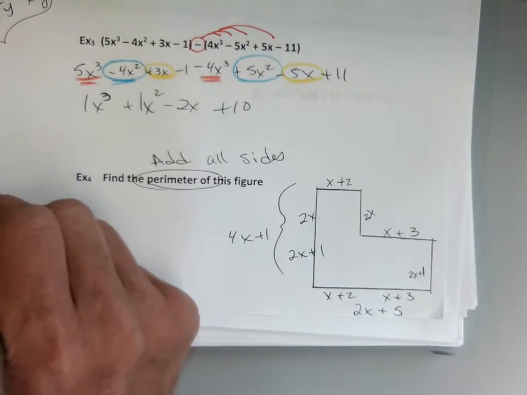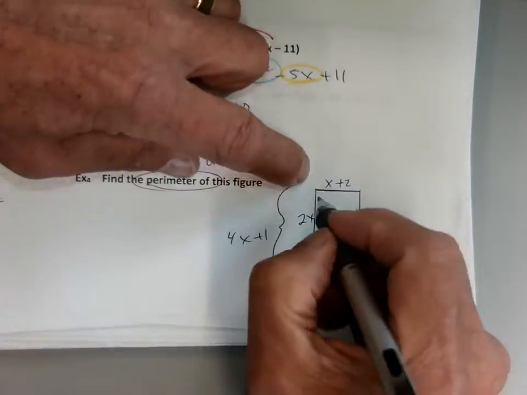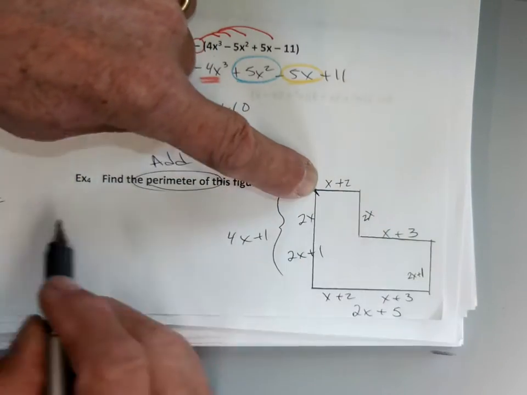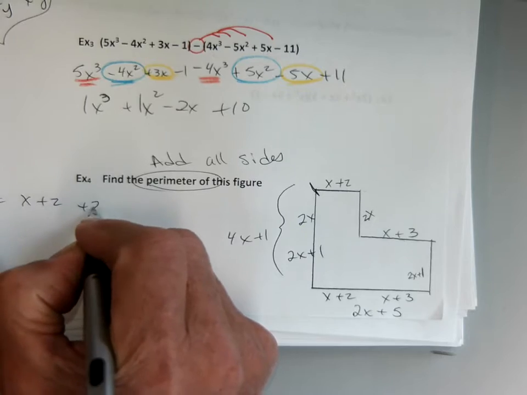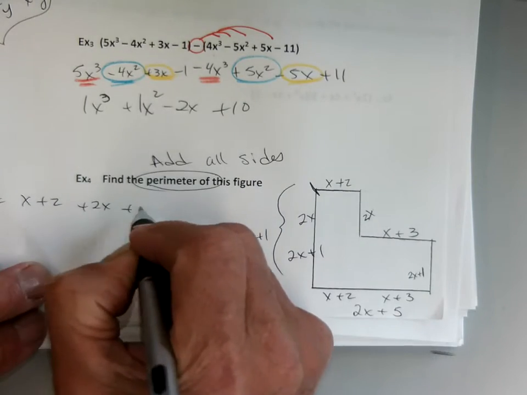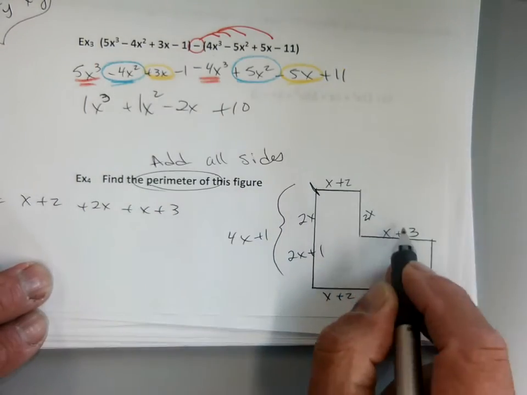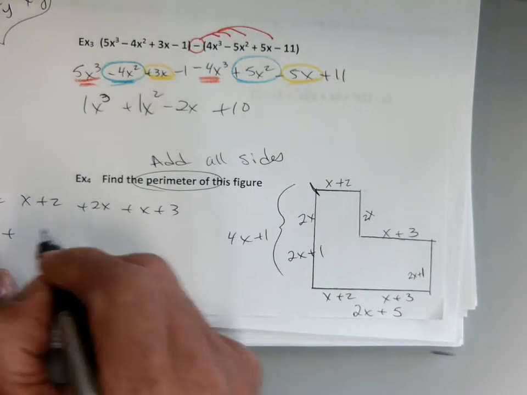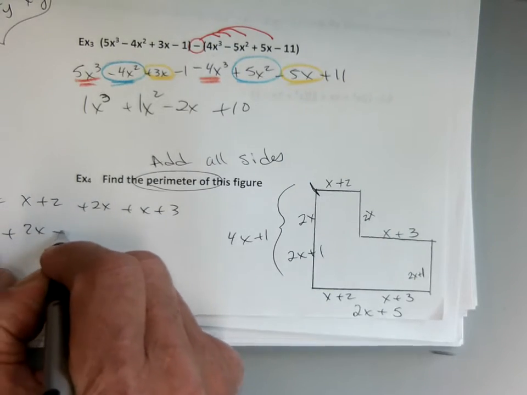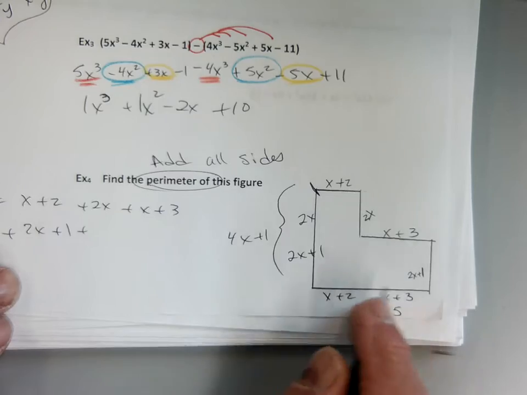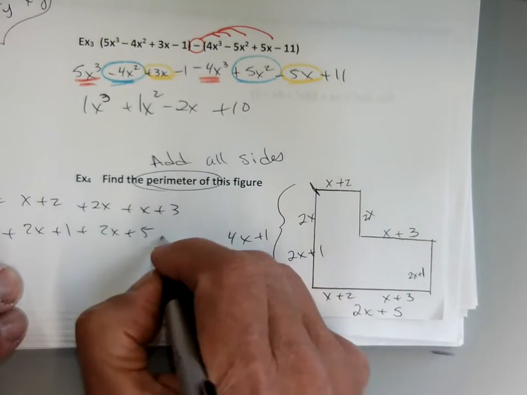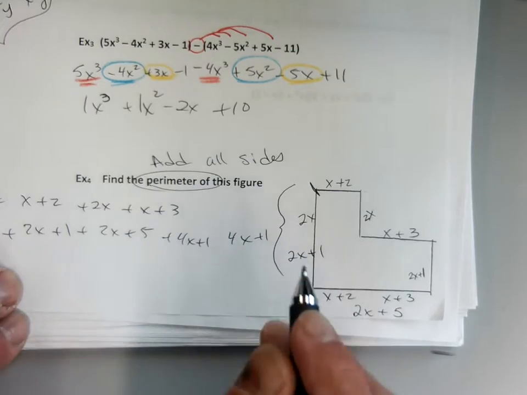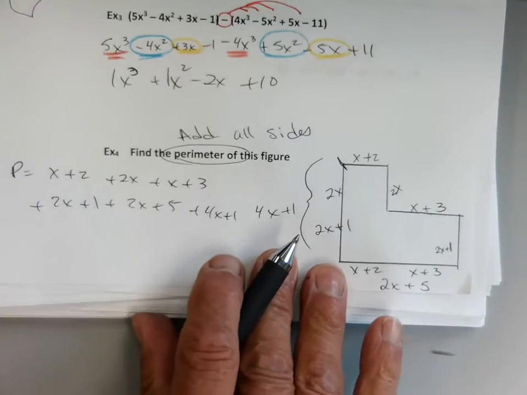So perimeter P is equal to, let's see, I'm just going to start here at this corner. I'm going to go x plus 2 plus 2x plus x plus 3 plus 2x plus 1 plus 2x plus 5 plus 4x plus 1, right? Whew, that's a big problem, right?